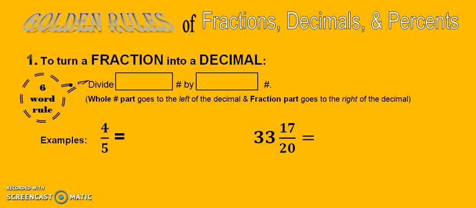To turn a fraction into a decimal, all you have to do is follow the 6-word rule. Divide top number by bottom number.